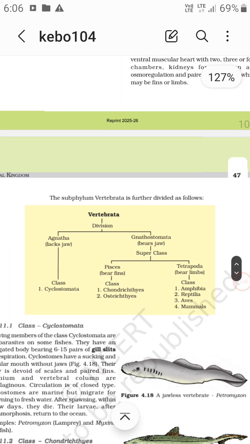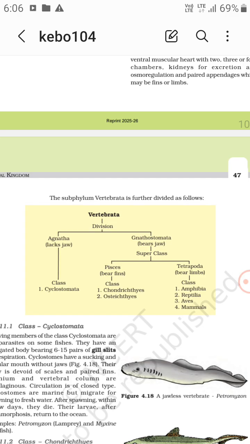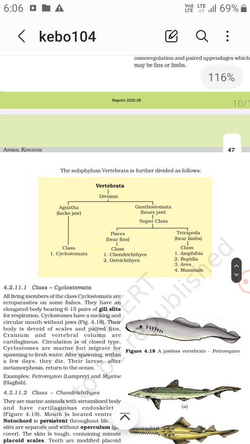Now the subphylum Vertebrata is further divided as follows. Vertebrata has divisions Agnatha and Gnathostomata. Agnatha lacks jaws and has the class Cyclostomata. Gnathostomata bears jaws. This division has the superclasses Pisces and Tetrapoda. Pisces bear fins and tetrapods bear limbs. They have the classes Chondrichthyes and Osteichthyes in Pisces, and Amphibia, Reptilia, Aves and Mammalia in the Tetrapoda.